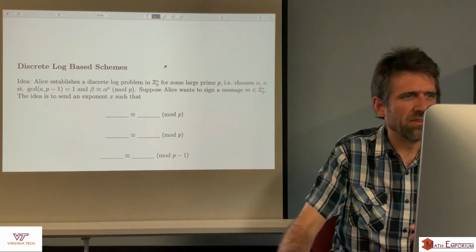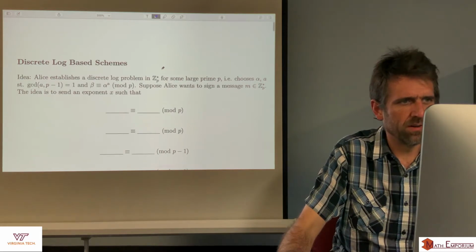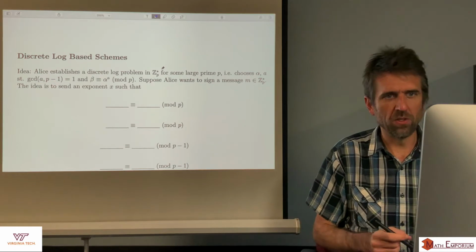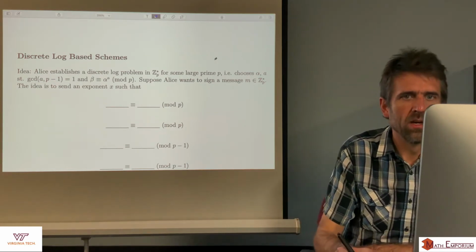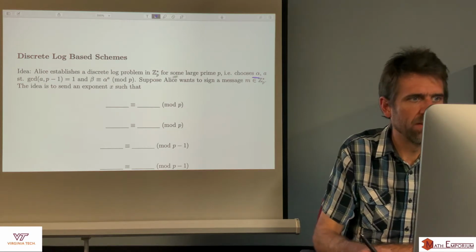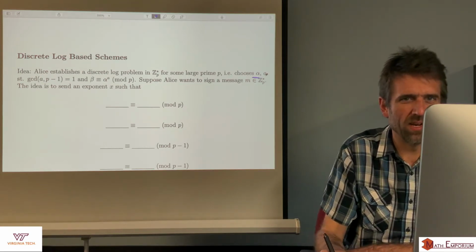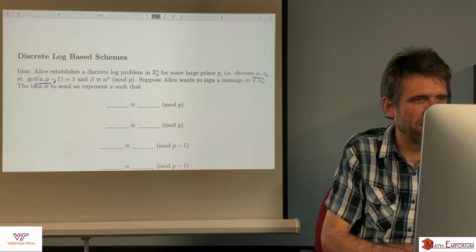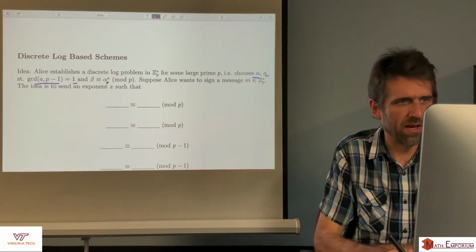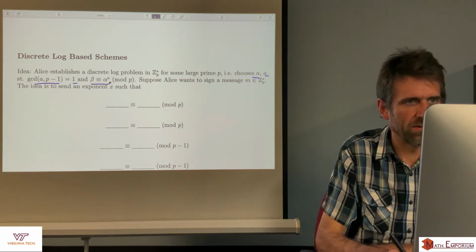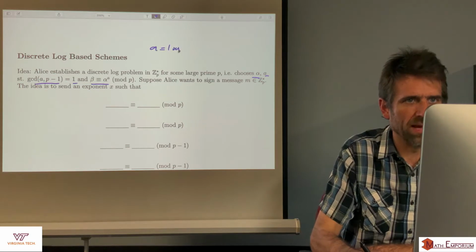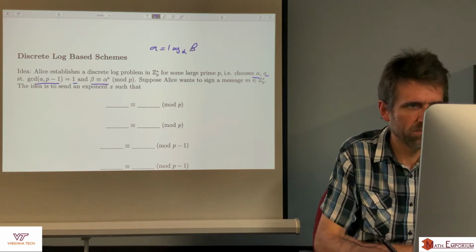Okay, so first of all, just establish a discrete log problem in Z mod P star, as usual, for some large prime P. We're going to choose alpha. We're going to choose some exponent a such that GCD of a and p minus 1 is equal to 1. And then we're going to let beta be congruent to alpha to the a mod p, so that a is log base alpha of beta.